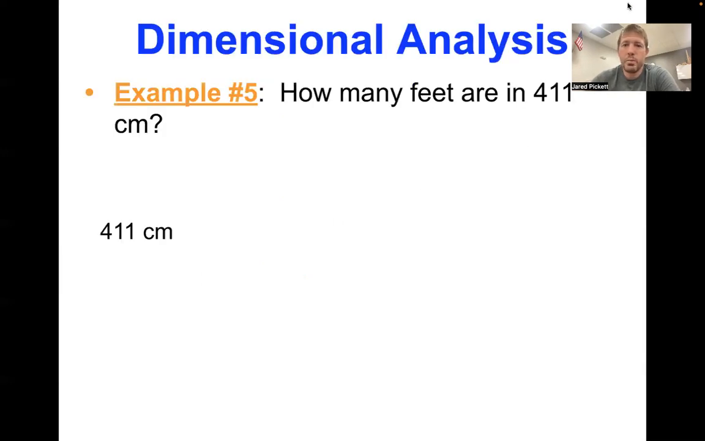Now, we'll do a couple more examples here. How many feet are in 411 centimeters? So this is a little bit more of a challenge because we're going to go from the system that you guys are comfortable with, that's feet and inches, and we're going to convert it into our metric system, which is definitely not. So we start with 411 centimeters, and we need to move it over to feet. So you might want to use your reference sheet because there might be a conversion factor in there that's going to help you out.